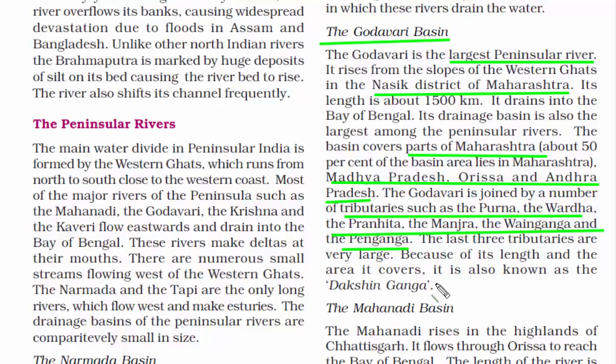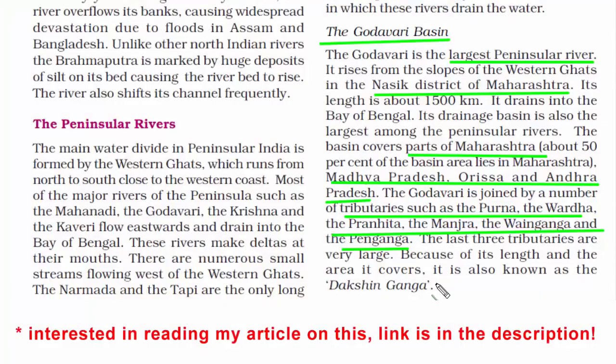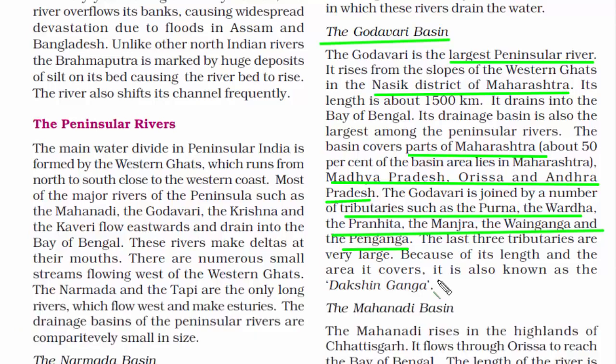And just a quick fact, the city of Hyderabad gets drinking water from the Manjara. Actually it's called Manjira. And currently this tributary is dried up, so the state government is trying to pull in water from some other tributary, and hence there's a new water channel that has been made to deliver water to the city. And the other name given to Godavari is Dakshin Ganga.